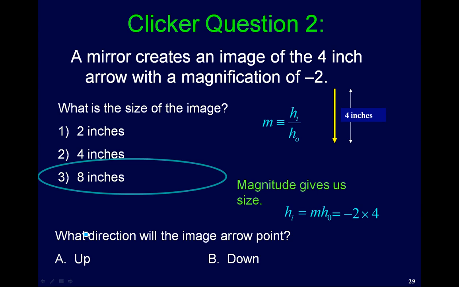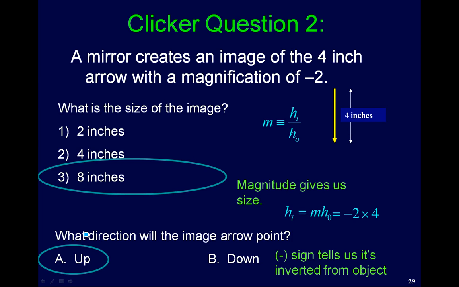And so what direction will the image arrow point? Well, that's where the negative sign comes in. So the image height is -8, and so that tells us that the image is inverted. And so since our arrow here is pointing down, our image would be pointing up. So that sign tells us it's inverted from the object direction.